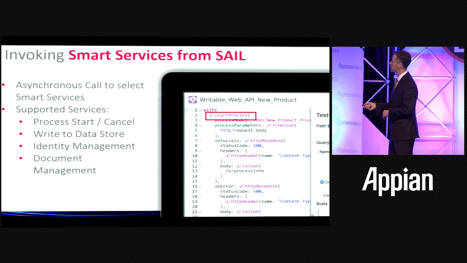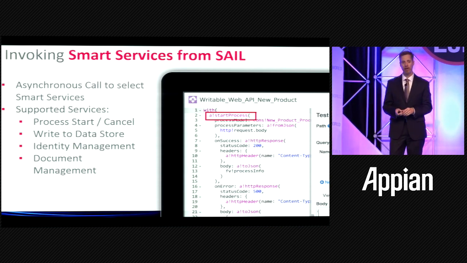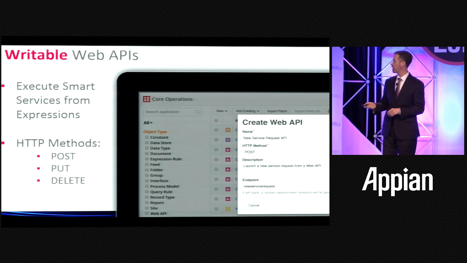In this example, I used a web API to basically initiate a process. So if you're using the old SOAP interface for exposing processes as web services, you no longer need that. You can simply use the new RESTful web API capability with the start process, and there's a simple wizard that will help you do that.